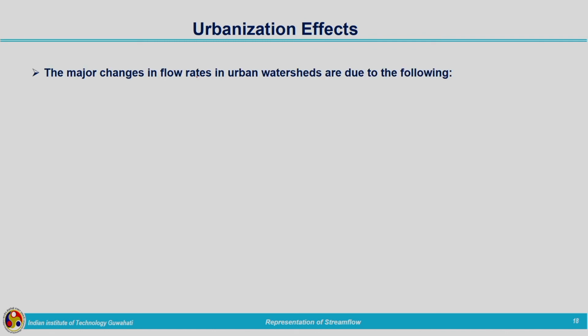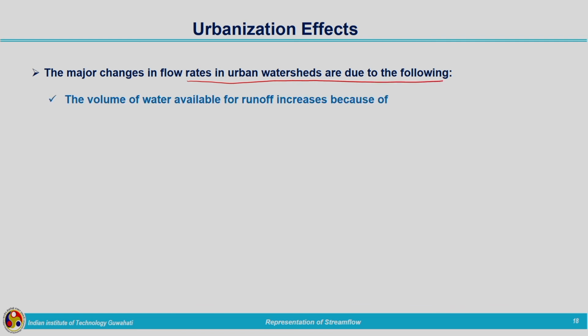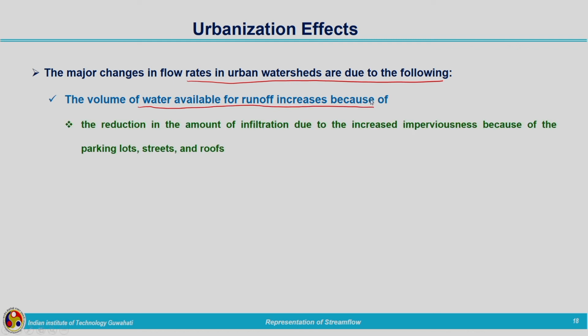Now, major changes in flow rates in urban watersheds are due to the following reasons. That is, the volume of water available for runoff increased because of the reduction in the amount of infiltration due to the increased imperviousness because of the parking lots, streets and roofs. In the case of urbanized area, paved areas are more. Because of the paved characteristics, water infiltrating will be less.